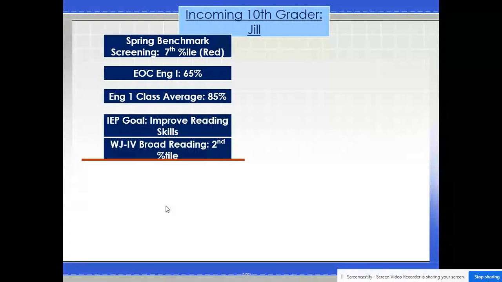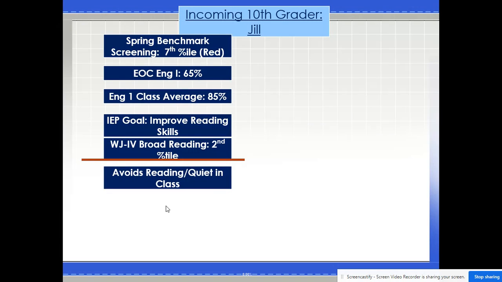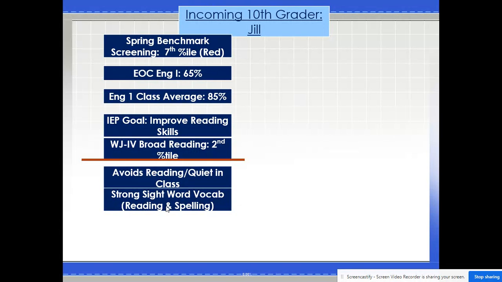Okay, so we're going to draw that line in the sand here for Jill. And we have to ask ourselves, what do we know about Jill as a reader? And if I was in a face-to-face class with you, I would hope that your response would be, not much. What we're looking at does not really tell us what we know about Jill as a reader. So here's some things we do know about Jill. She avoids reading. She's quiet in class. She has a strong sight word vocabulary for both reading and spelling.